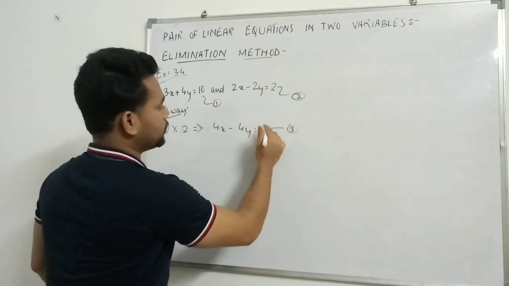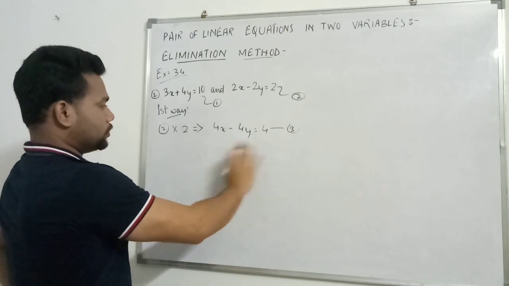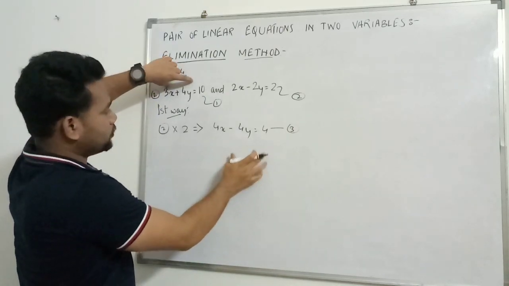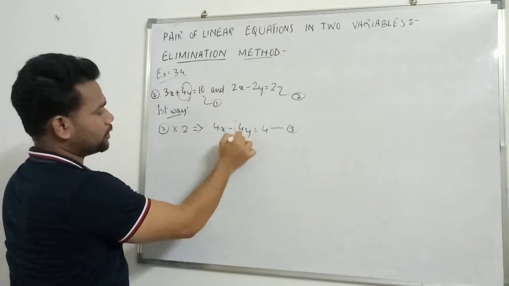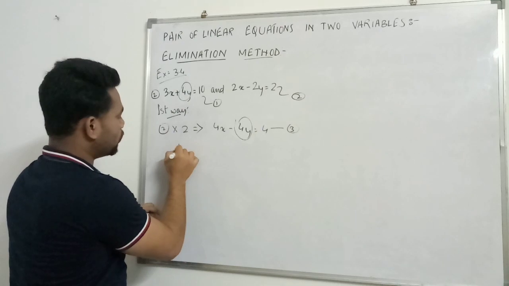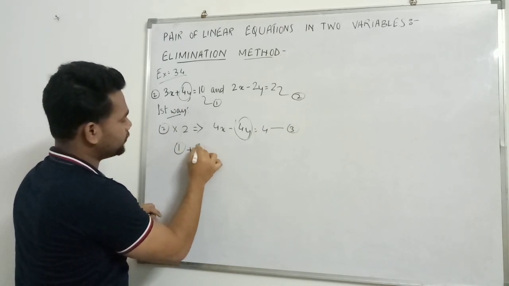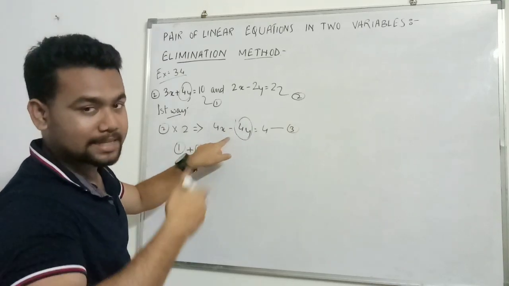Oh, sorry, that's a mistake. It should be 4, right? So done with it. Now focus on equation 1 and equation 3. This particular term is the same in both. So go for 1 plus 3. Why are we adding? Because it has plus and it has minus, so they will cancel each other.